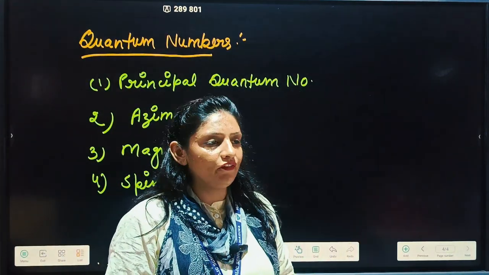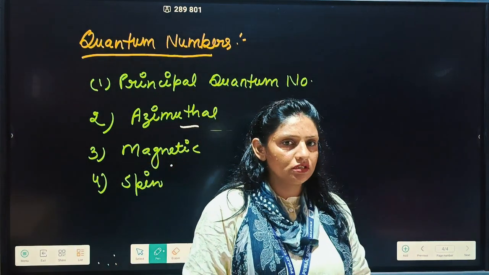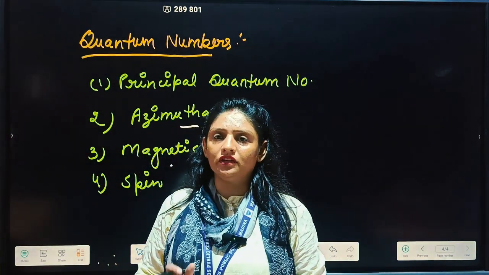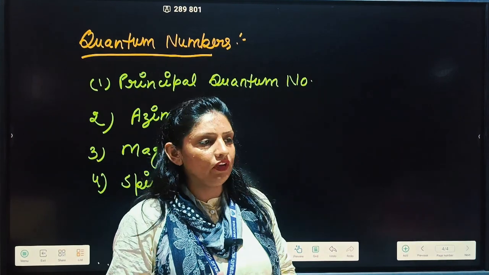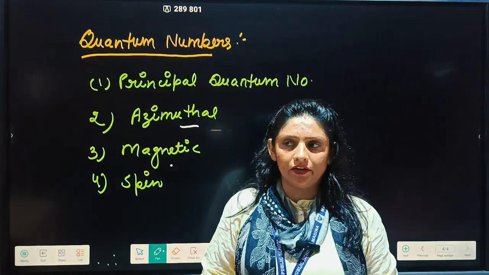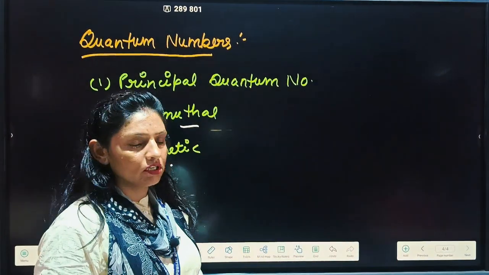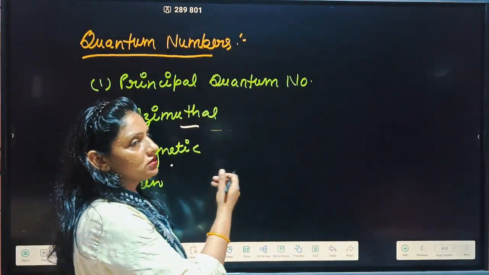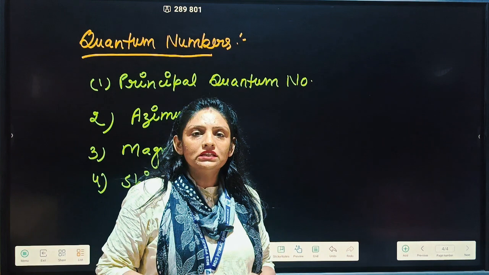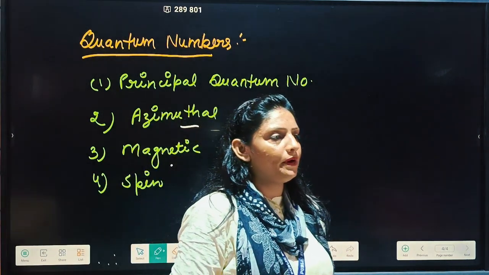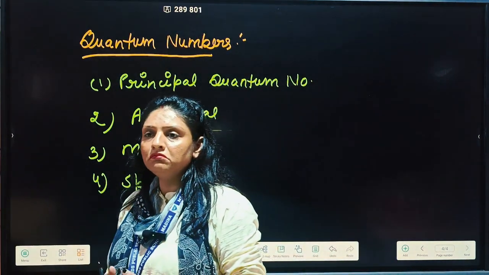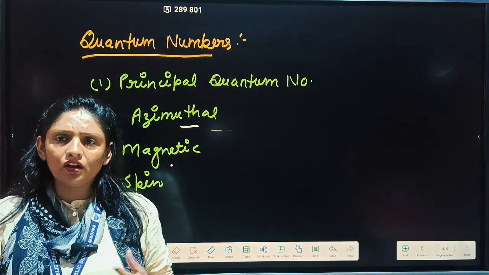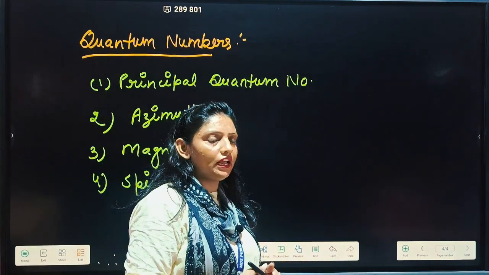So today we will revise the topic quantum number. Students, this is only a revision class, so we will discuss only important points here. What is the quantum number? Quantum number is a set of numbers which tells about the size, shape, angular momentum, and orientation of electrons.